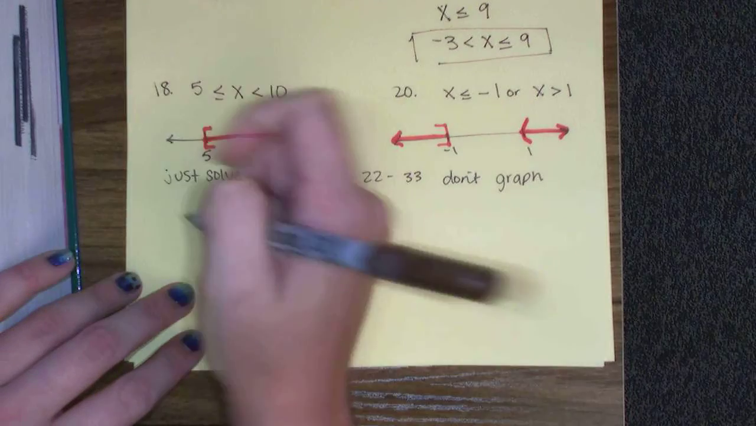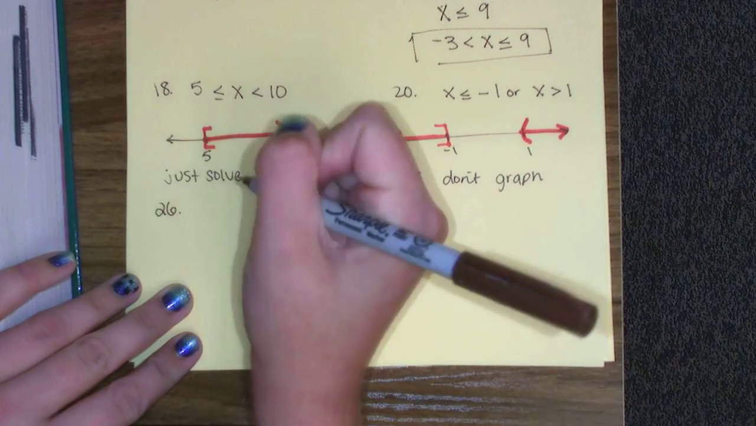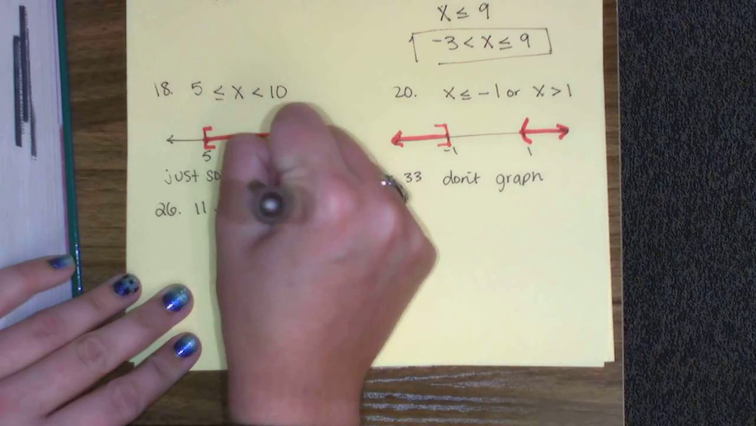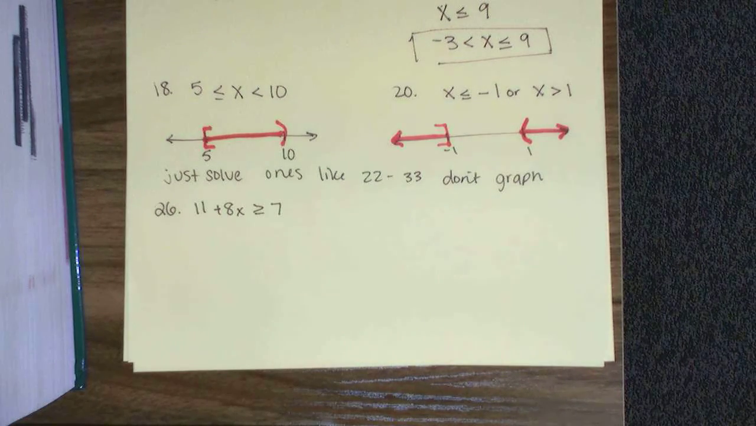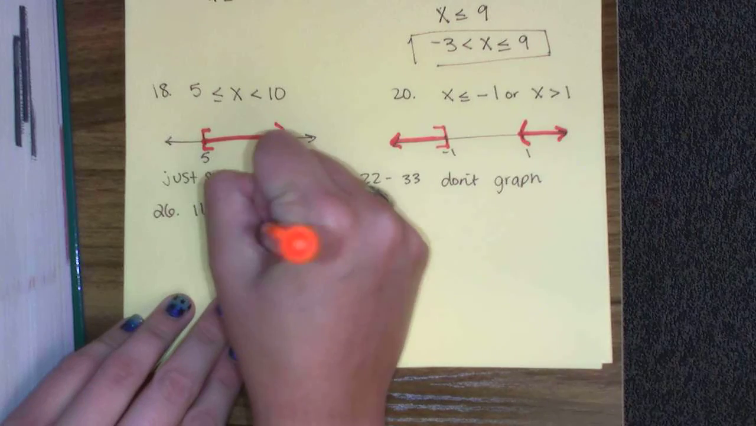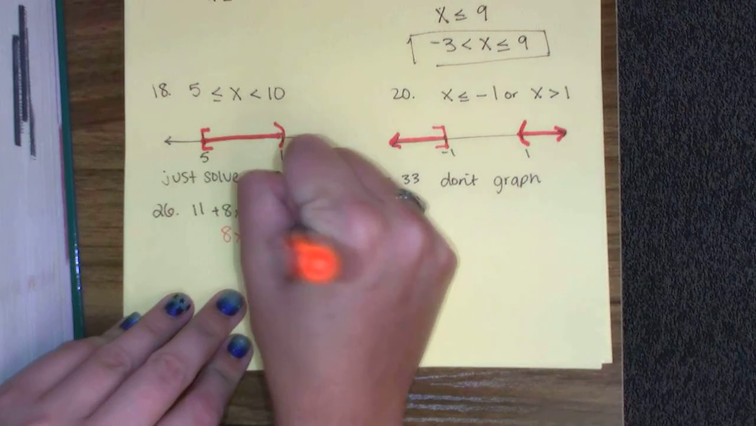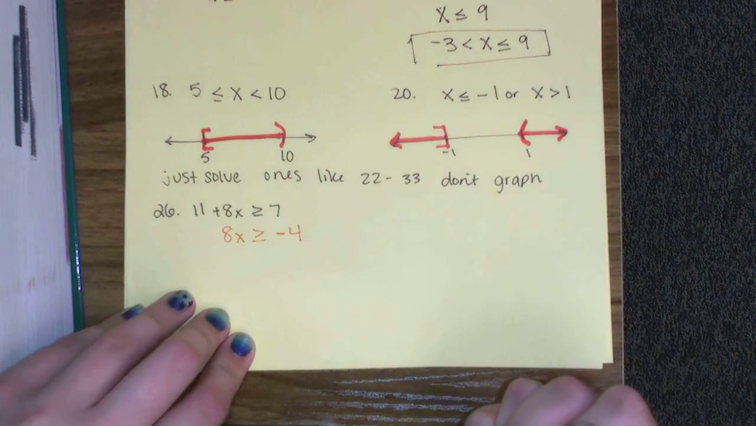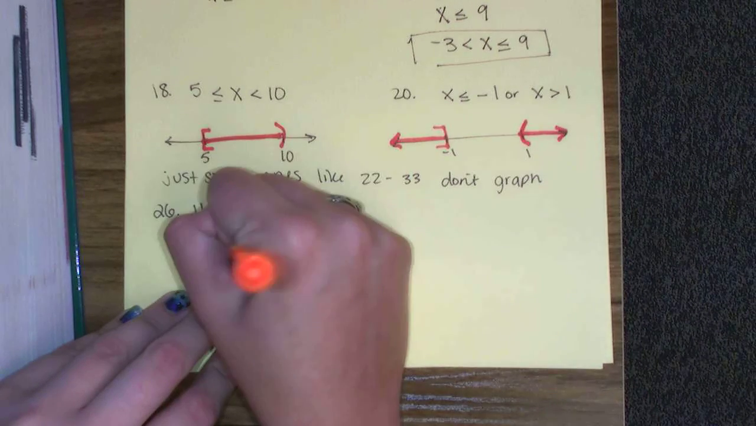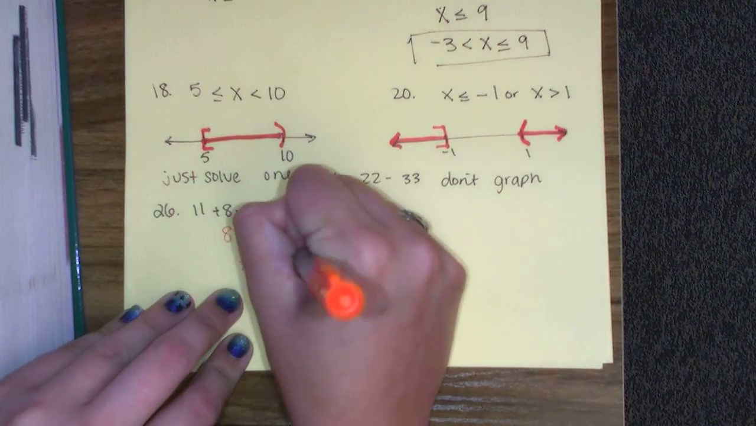Alright, 26. 11 plus 8x is greater than or equal to 7. How do I solve for x? Move the 11 over, so 8x is greater than or equal to negative 4. So x is greater than or equal to negative 1/2.